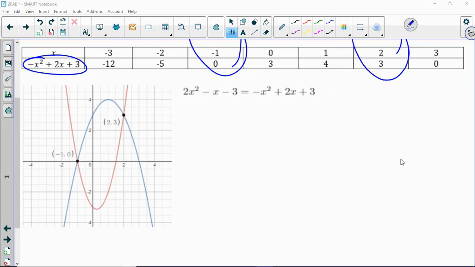There's our graph at the left, and yeah, the two parabolas do intersect in those two points. So we could have also solved this equation by graphing the two parabolas and seeing where they intersect. But otherwise, we can solve this equation algebraically.